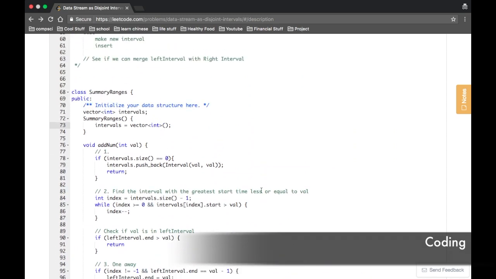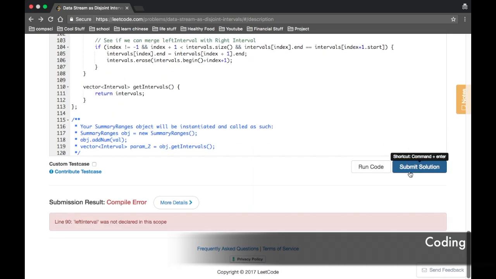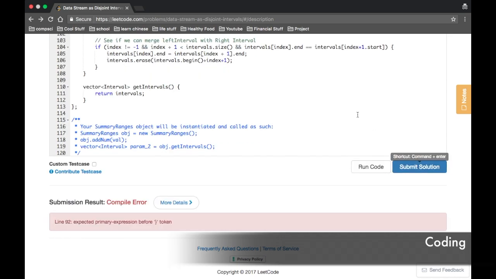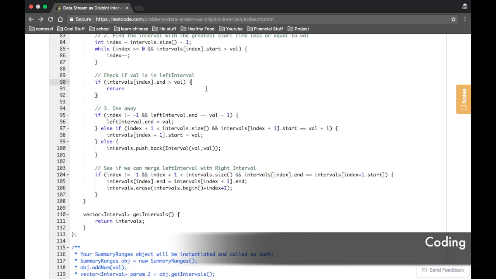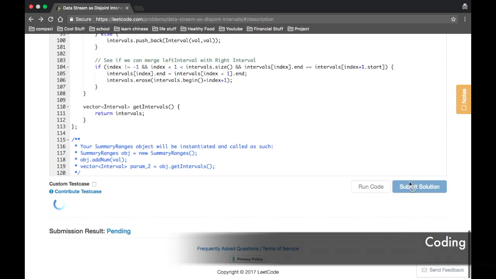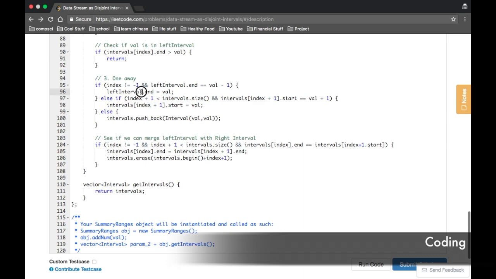Okay, so actually, I made a mistake. This should be a vector of intervals, not a vector of ints. So that confused me. Left interval is not declared in the scope, of course. Oh my gosh, there's so many. Forgot my semicolon. Too much Swift programming. Okay, yeah, maybe it's not a good idea to directly use pseudocode.